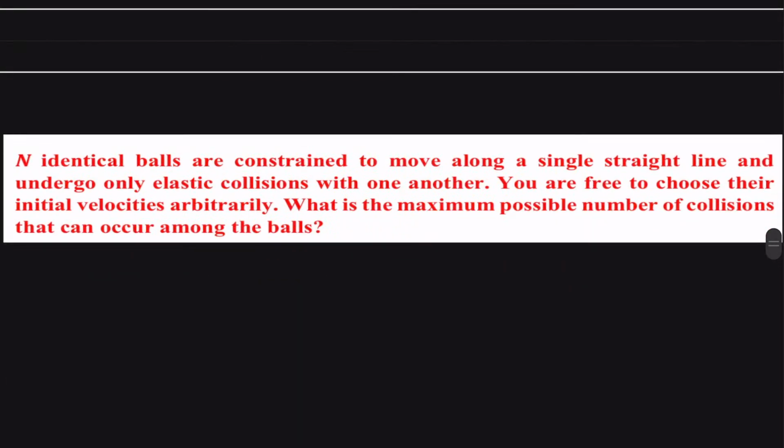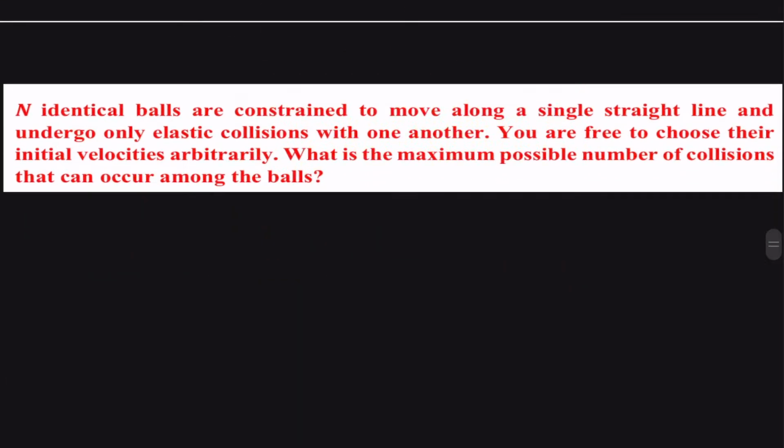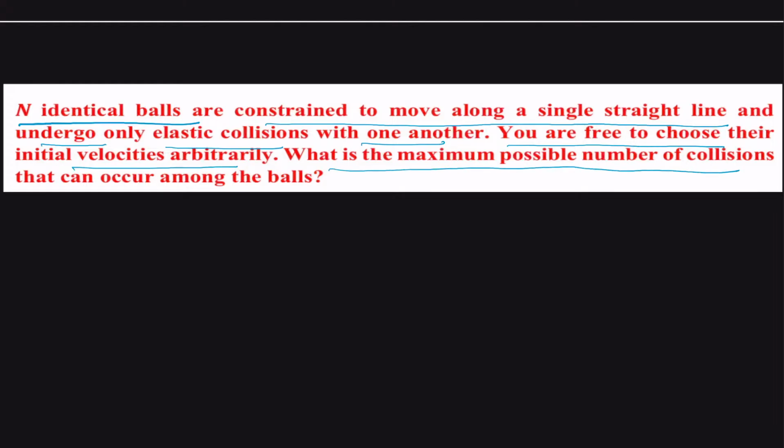Next question. It states that n identical balls are constrained to move along a single straight line and undergo only elastic collision with one another. You are free to choose their initial velocities arbitrarily. What is the maximum possible number of collisions that can occur among the balls? We have to find out the maximum number of collisions that are going to take place.